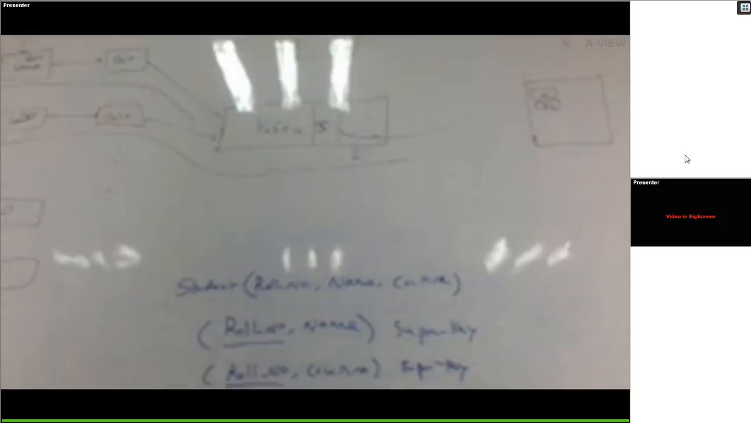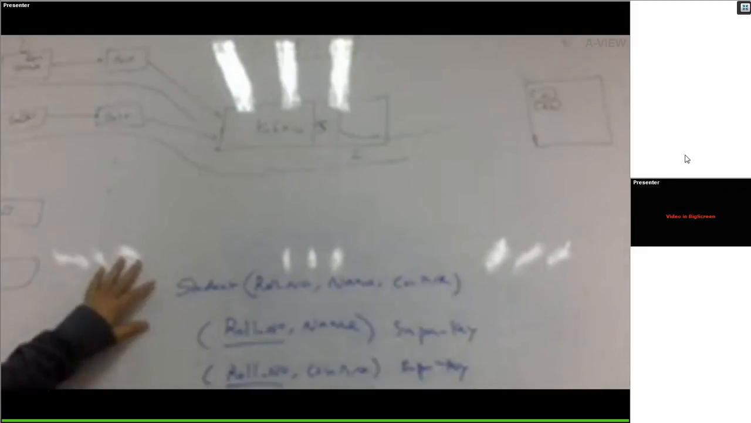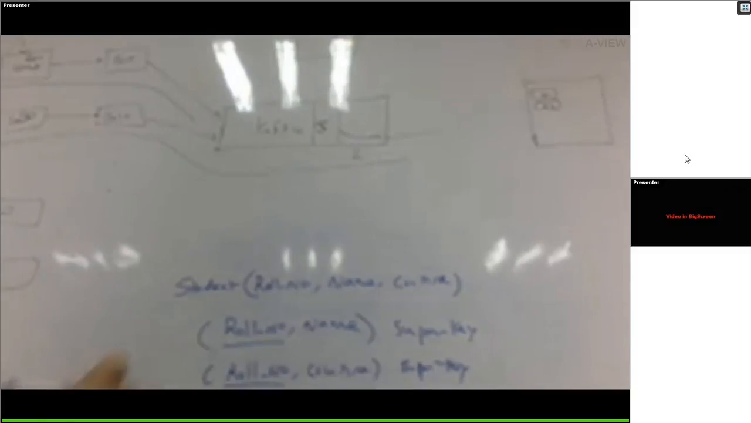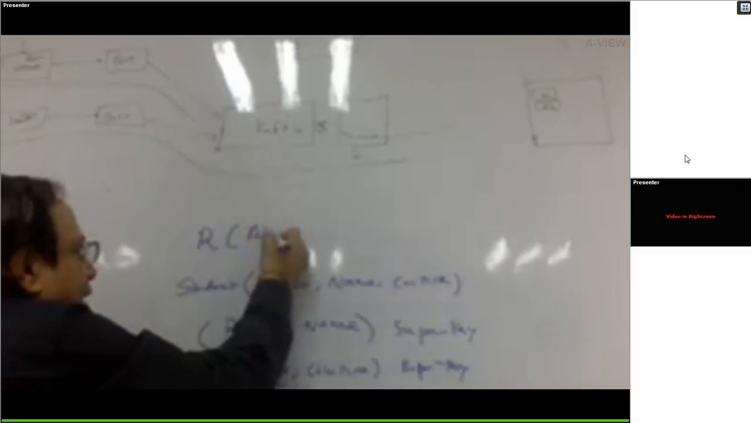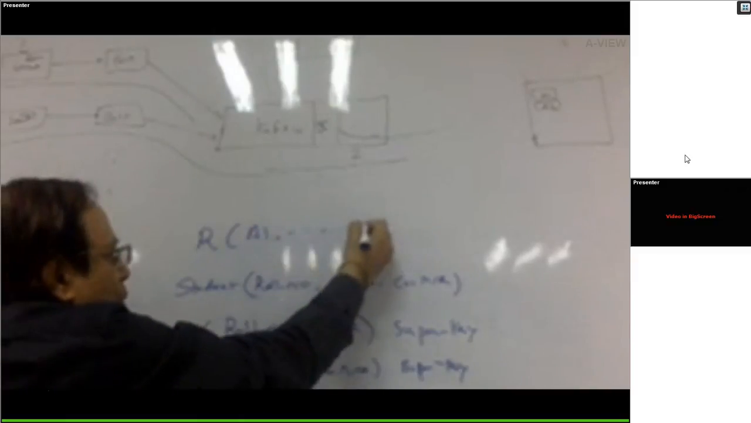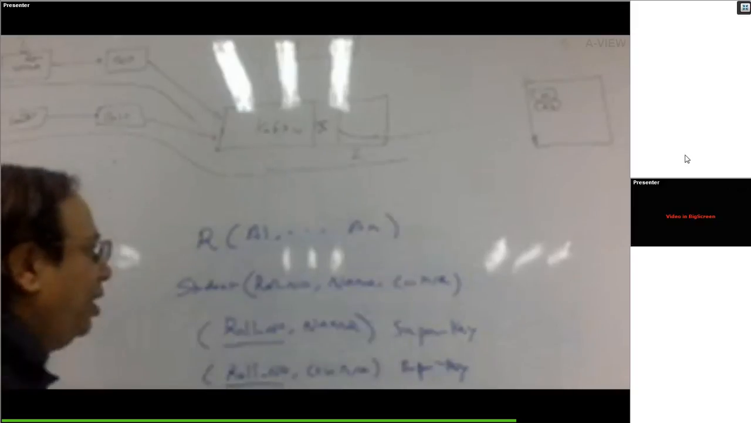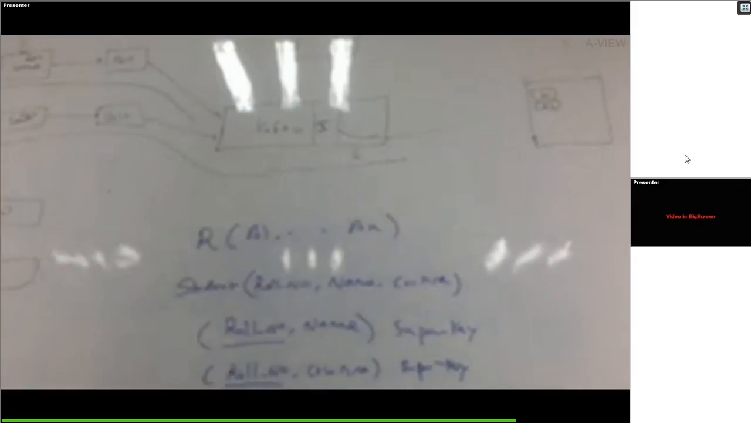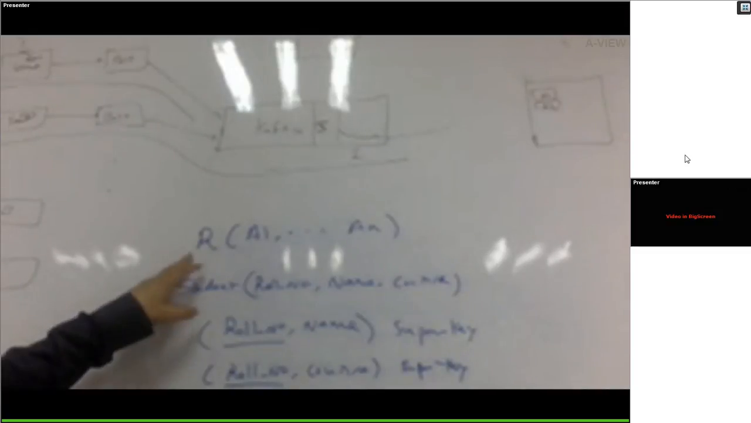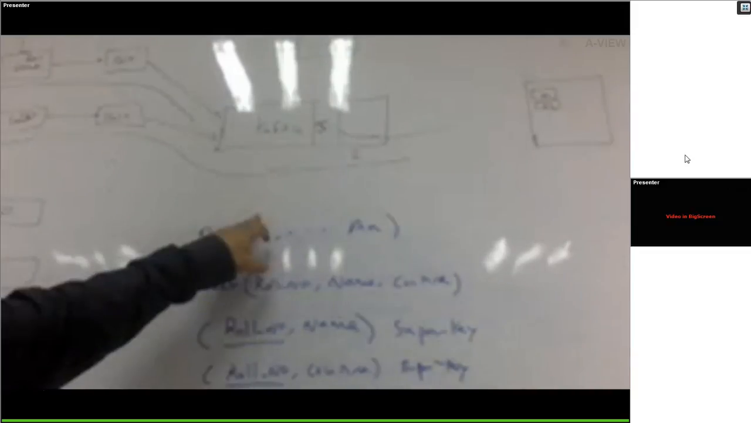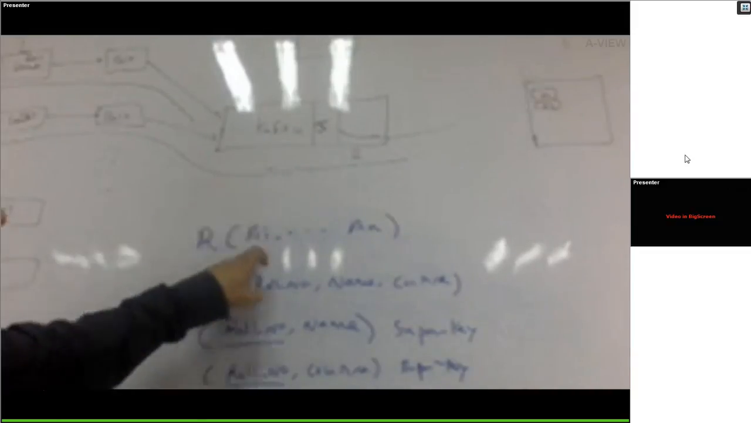I'm going to go one step at a time, deeper and deeper. So basically, the idea is a relation, in its simple sense mathematically, is a name and a set of attributes, as we saw. So a relation R is a set of attributes A1 to An. It can be n attributes. Since it's a set, the order of the attributes doesn't really matter. The relation is identified with the relation name.